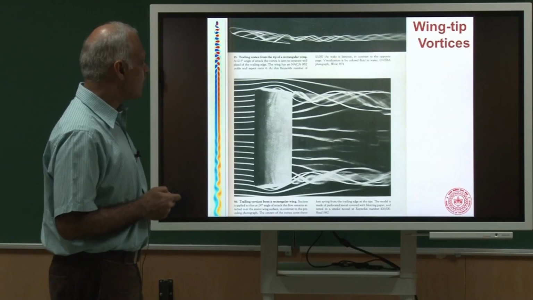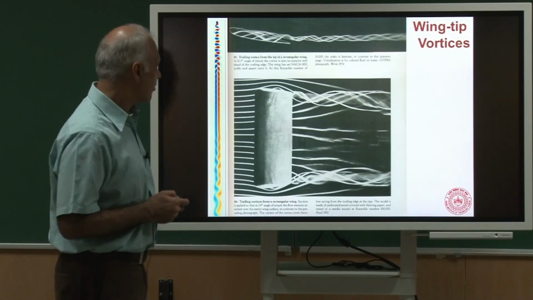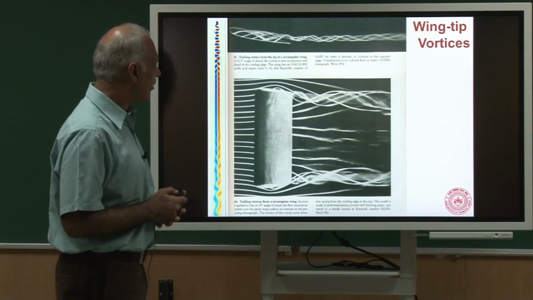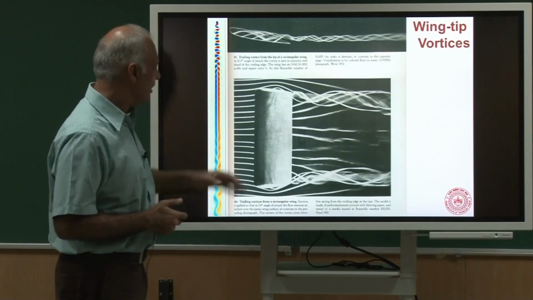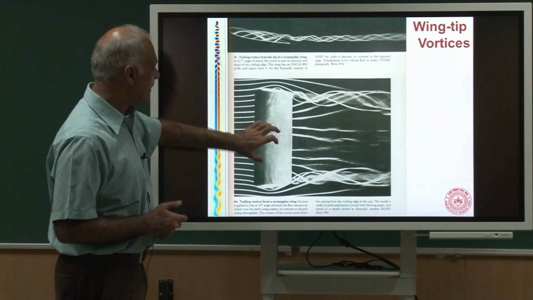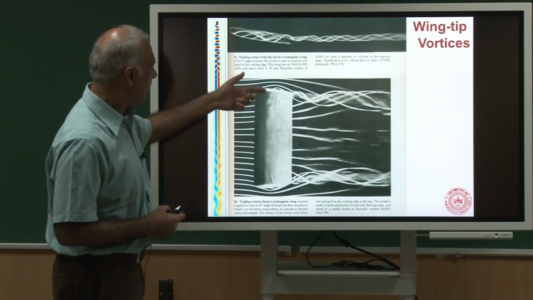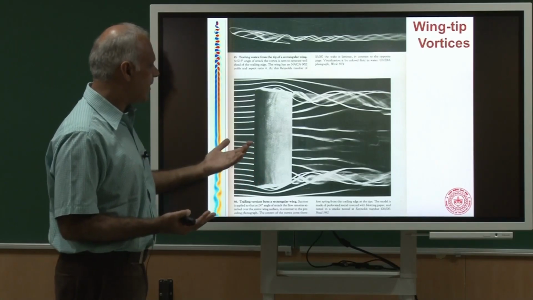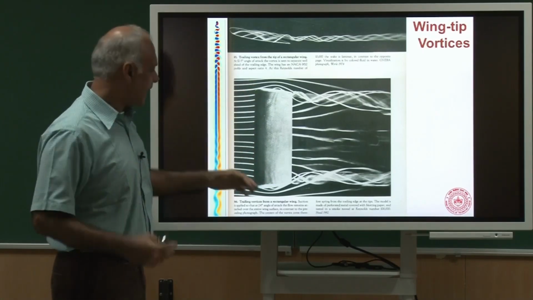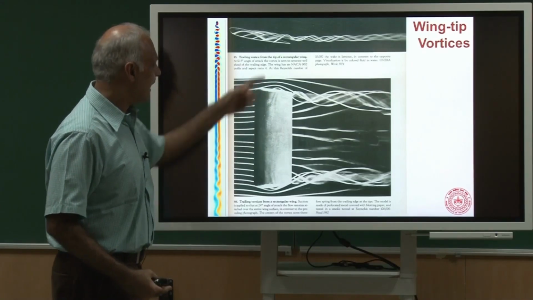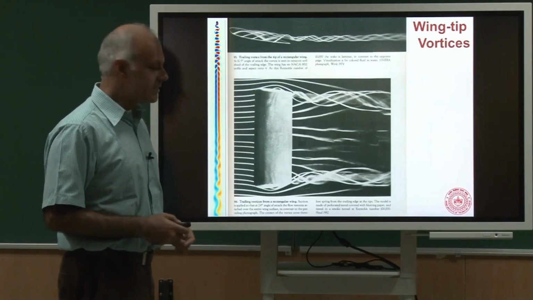Some more pictures of vortices from a wing. Okay, so here is a wing which generates lift, and some of you may know why a wing generates lift. So you have suction on the upper surface, and on the lower surface you have high pressure, but then at the wing tips the air spills over. Okay, it goes from high pressure to low pressure by spilling over, and that actually generates these vortices.